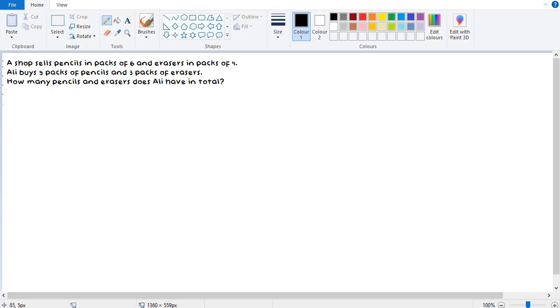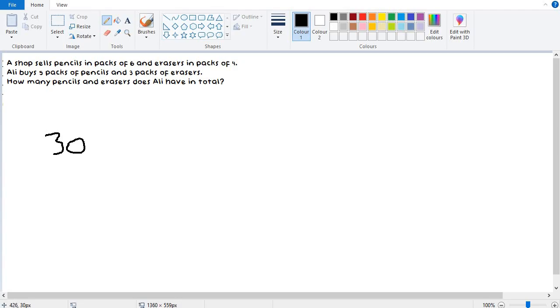So obviously, pencils in packs is 6, and he buys 5 packs of them. And in each of the 5 packs there are 6 pencils. So we have to do 6 times 5, which is 30. And we have to do the same thing with the erasers.